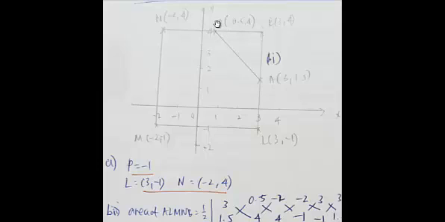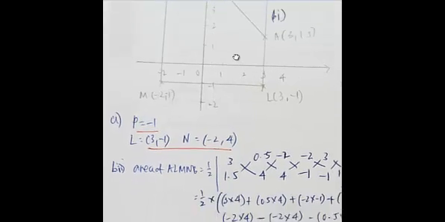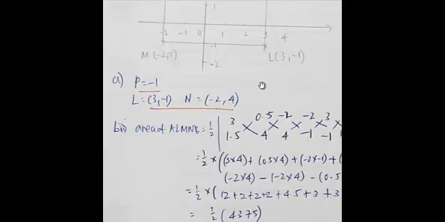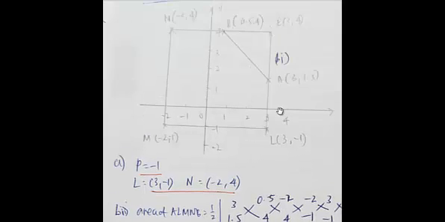Therefore, coordinate B is (0.5, 4). Point A is the midpoint of NK. So we know that the length of NK is 5 units. So A is 2.5 units to K and 2.5 units to L, which means that the y coordinate of A is 1.5. So the coordinate of A is (3, 1.5).